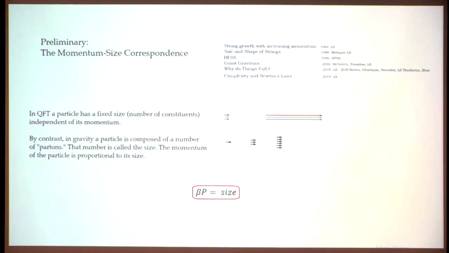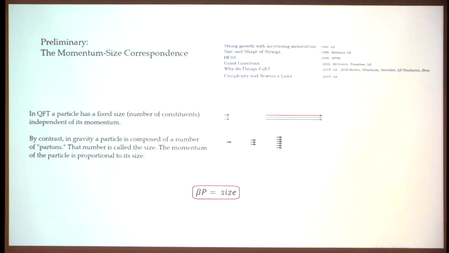In a quantum field theory, a particle has a fixed size, which in this context means number of constituent elementary particles. For example, a proton has three quarks. And whether the proton is going fast or going slow, it always has three quarks. Now, that's not exactly true. Those who know about deep inelastic scattering know about something called the wee-parton effect. That says the number of particles that you will see in a proton does depend on its energy, but gradually, logarithmically.